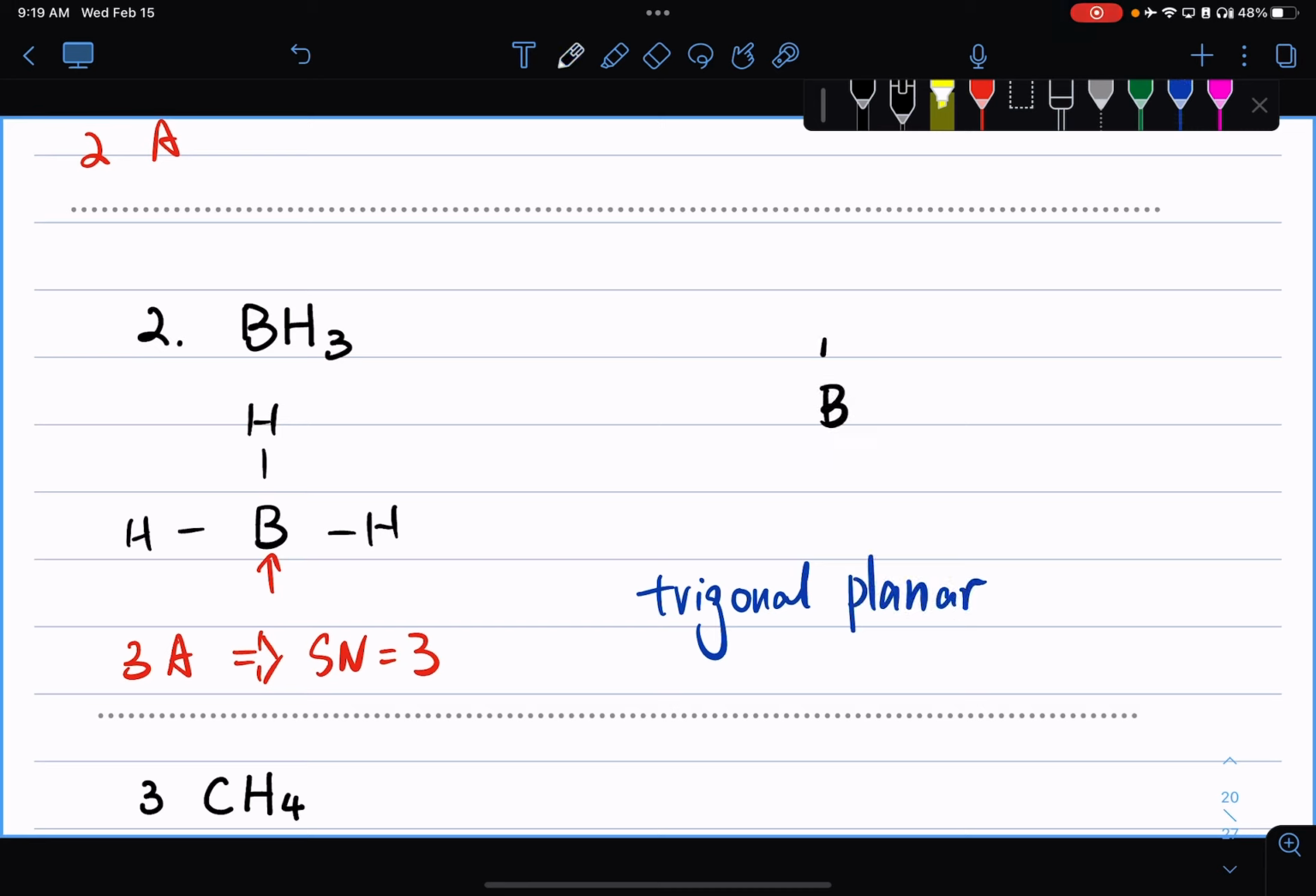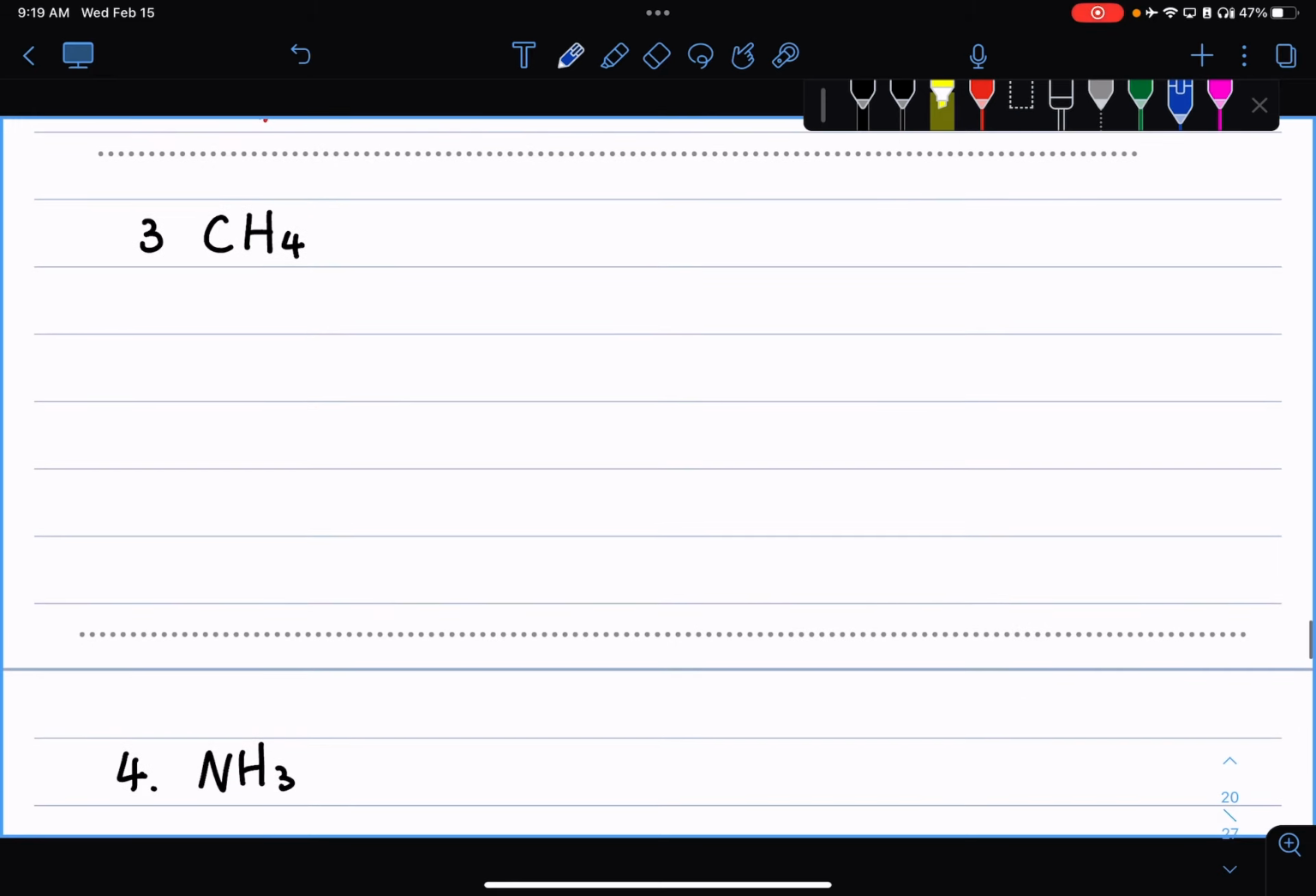And we can draw it accordingly, and then label the bond angle accordingly. All right. Next up, CH4. You see the trend here.